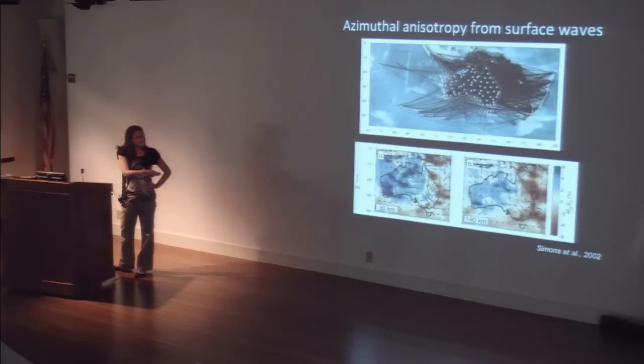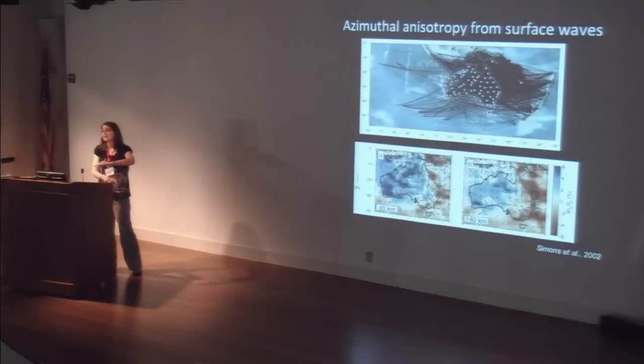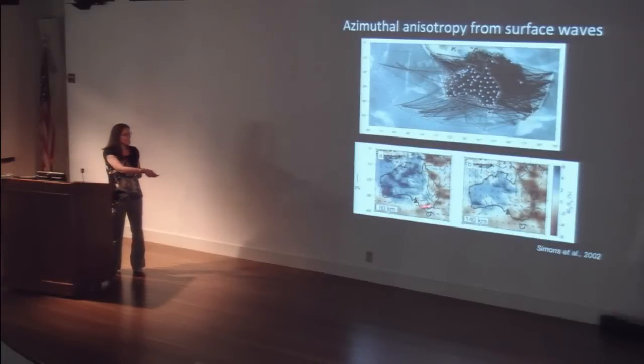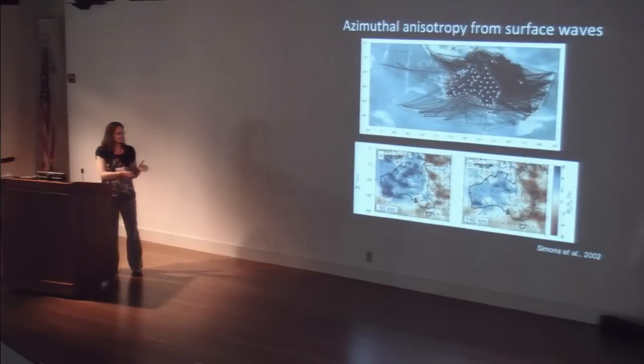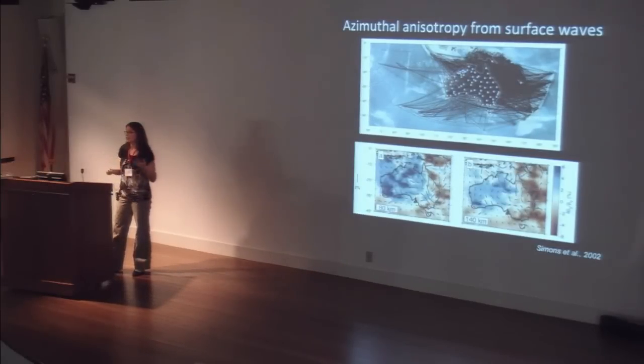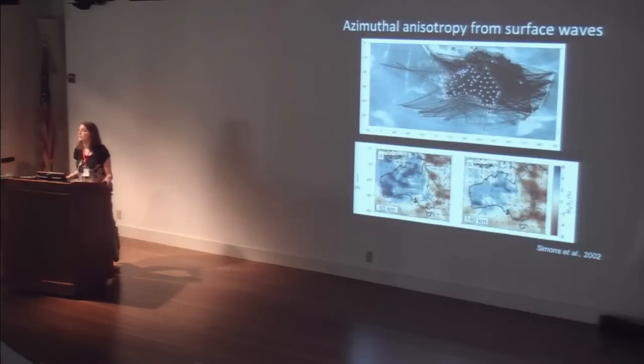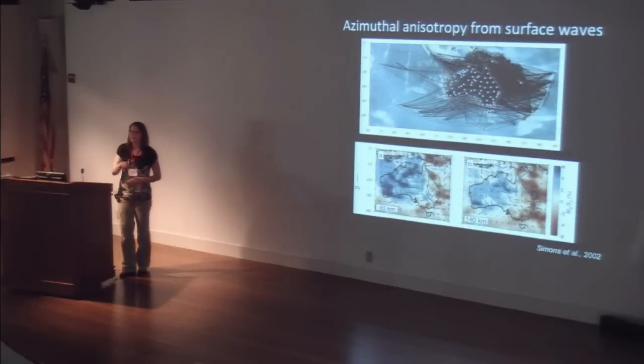It's actually kind of cool. In the deeper sections, which I'm not showing here, where you're getting into asthenospheric depths, the scatter that you see in these fast directions converges to generally north-south directions, which are more or less parallel to absolute plate motion. It's a neat aspect of this model.